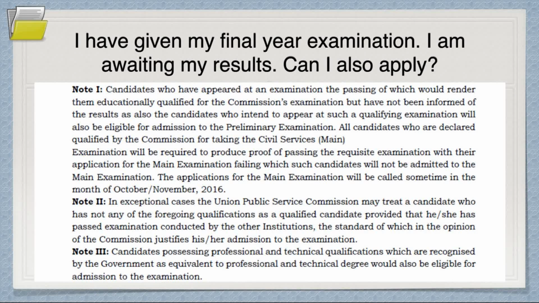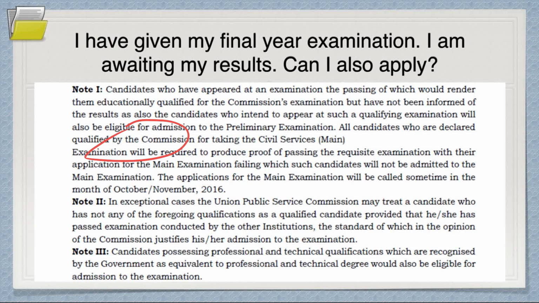Then candidates who have appeared at an examination. Now these are the notes. If you have given your final year examination and are awaiting your results, you can also apply. So candidates who have appeared at an examination, the passing of which would render them educationally qualified for the commission's examination, but have not been informed of the results, or who intend to appear, will also be eligible.